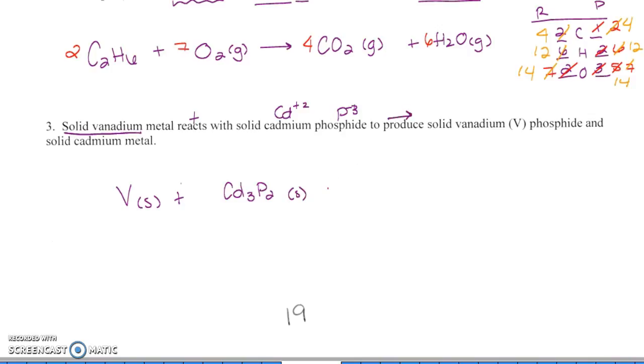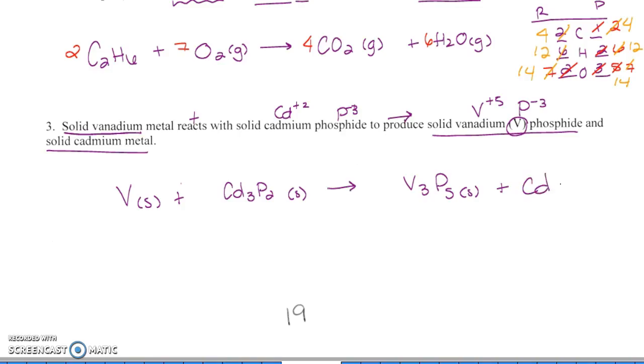They are going to produce, that's a reaction arrow, solid vanadium phosphide. That's V5, +5 charge because of our Roman numeral here, and P -3. So to correctly balance out those charges, we're going to have V3P5, which we just said was a solid, plus solid cadmium metal. So in this case, we're going to have Cd, solid. And that's how you're going to write the chemical reaction.